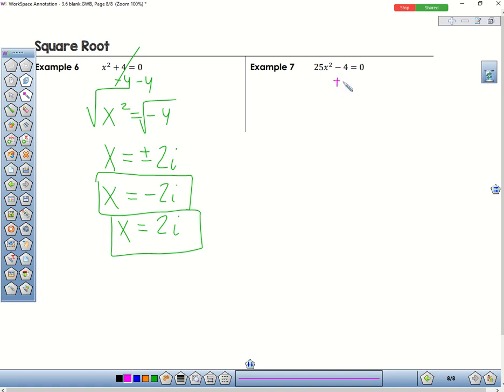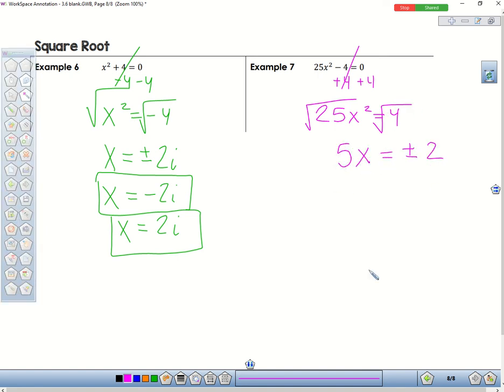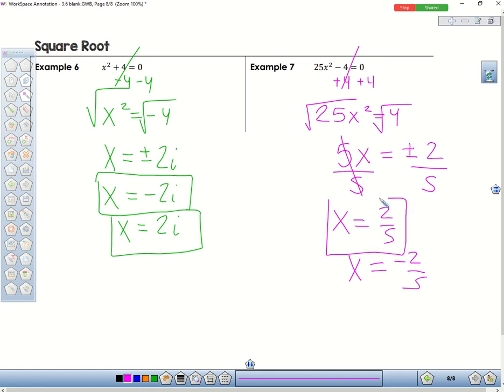So in this case, I'm going to add 4 to both sides. And that gives me 25x squared is equal to 4. We are going to take the square root of both sides, which is going to leave me with 5x equals plus or minus 2. Divide both sides by 5, and I get my 2 zeros, x equals 2/5 and x equals negative 2/5, and that would be my 2 answers. So square root ones are a lot easier.